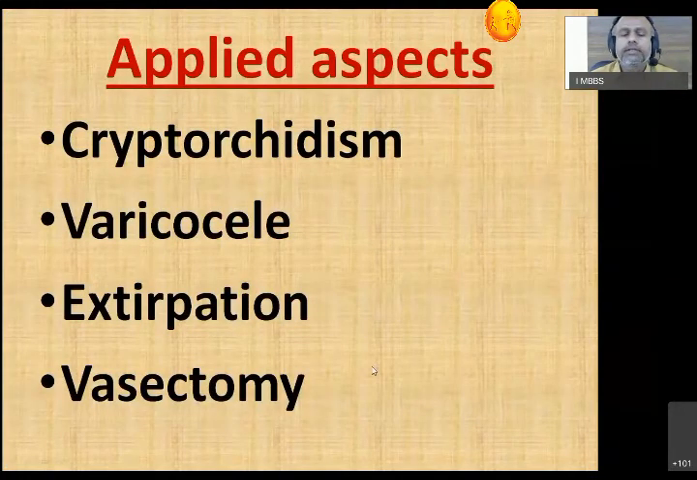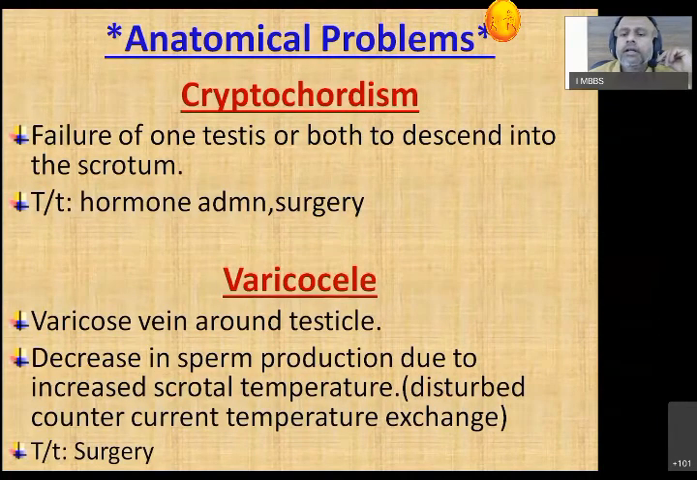Applied aspects: undescended testes, cryptorchidism, varicocele, extirpation and vasectomy. Cryptorchidism, we'll see. Once a sufficient amount of testosterone is not secreted in intrauterine life, the testes remain undescended. Various sites of undescended testes range from the lumbar region to the iliac fossa; they may be present in the inguinal canal or the upper part of the scrotum.